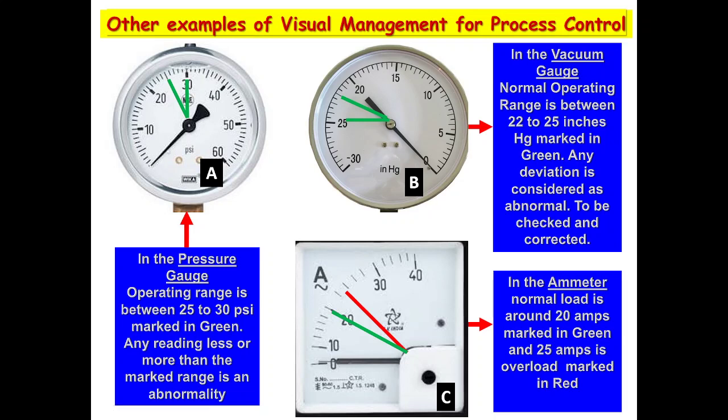Next, in picture B. Assume the normal operating range is between 22 to 25 inches of mercury. Then mark it with a green line. Any deviation, high or low, is considered an abnormality, to be checked and corrected.